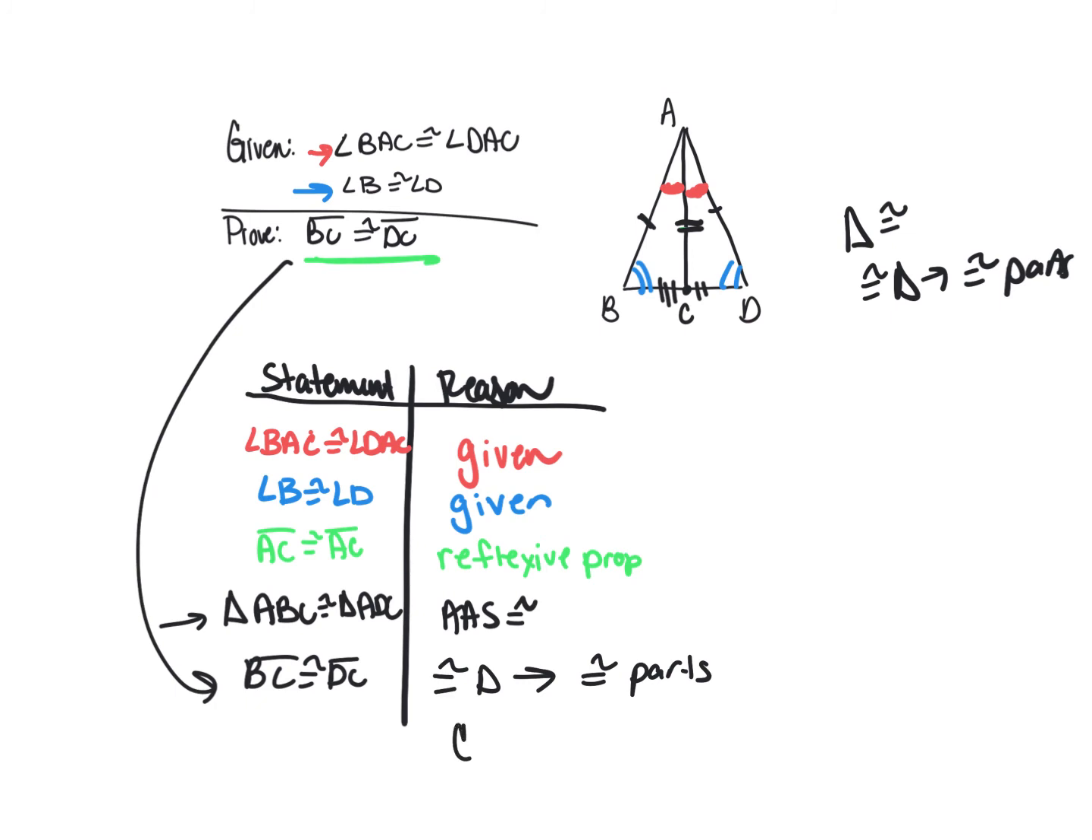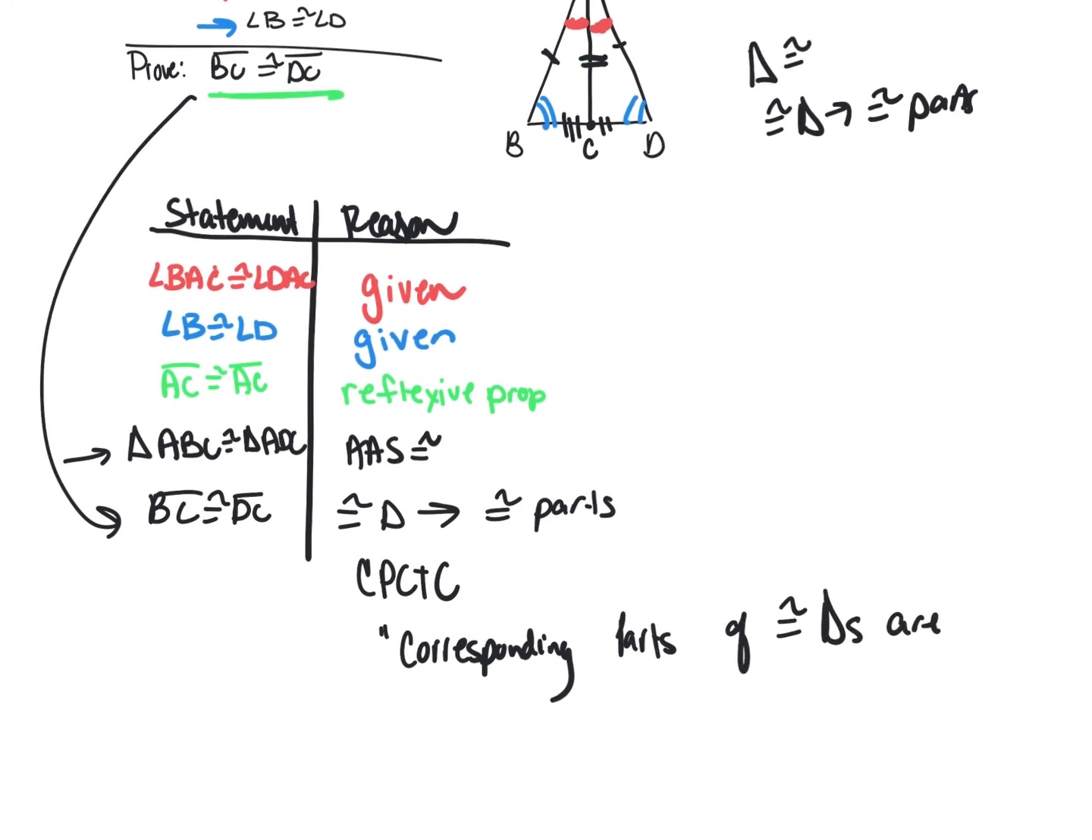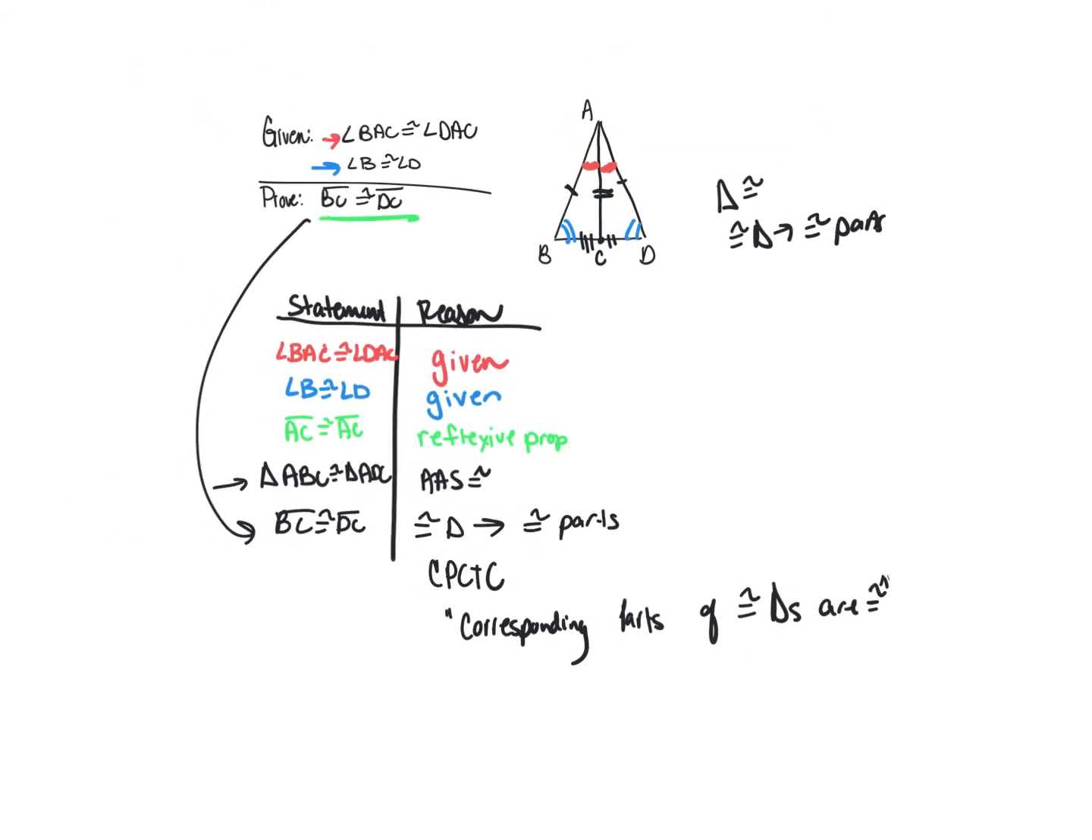Some of you may be using this CPCTC, which is fine as long as you can tell me that that stands for corresponding parts of congruent triangles are congruent. Okay, either one. If you're not using that CPCTC and you're using what our text uses with the congruent triangles yield congruent parts, that's just fine. I think that's actually what I prefer. But either one would be fine.